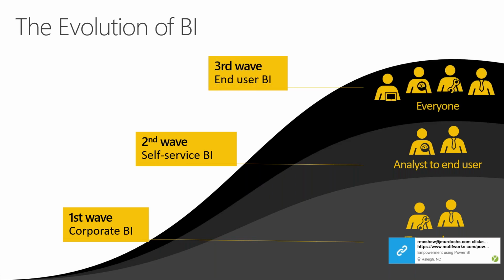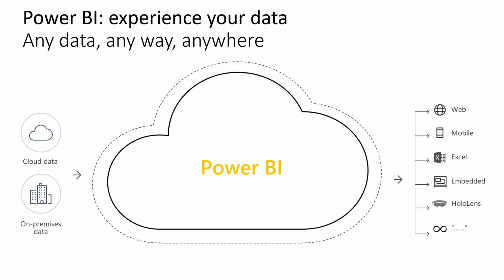And the third wave, which we are actually living in right now, is called end user BI, where we are putting the information at the fingertips of everyone in our organization. Everyone is able to see and use the data. They are able to generate the data insights themselves. So the data is available at the fingertips of every single employee in the organization, not just in the hands of a handful of people. That's really end user BI, and Power BI is empowering organizations to provide the insights and the data at the fingertips of everyone in the organization. How does Power BI do that?